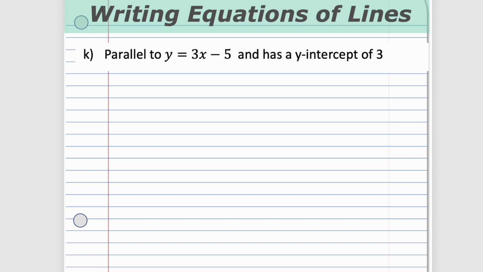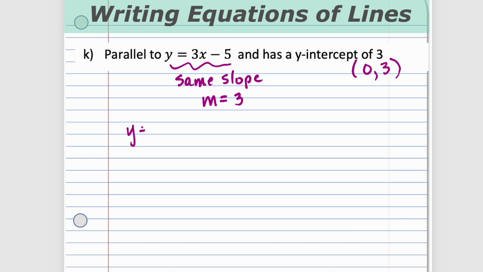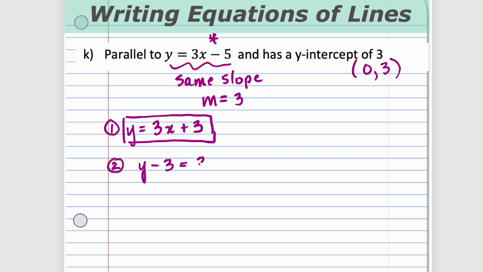Let's write the equation of this line, given that the line is parallel to this equation and has a y-intercept of 3. Parallel means same slope. So we're given information where the slope is 3 and the point is 0, 3. We're pretty much done. Y is equal to, we use the slope, 3x, plus the y-intercept. That's it. That's the equation of the line that has the same slope as this equation. In point-slope form, we would just write y minus 3 is equal to 3 bracket x minus 0.